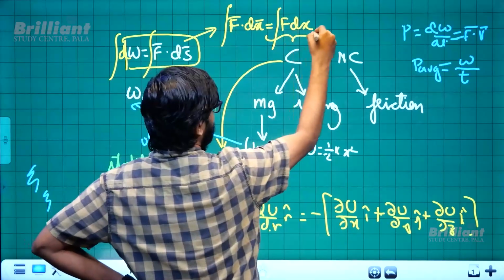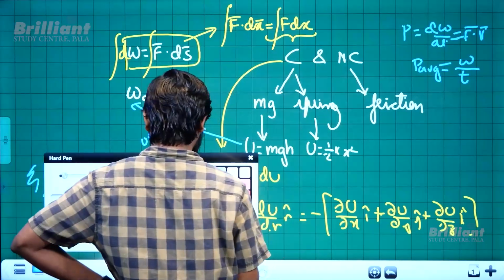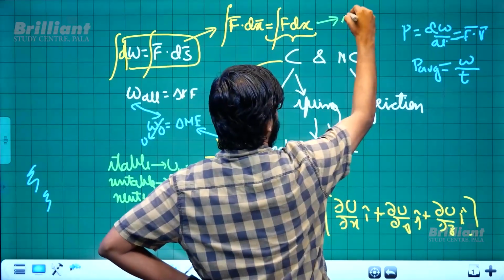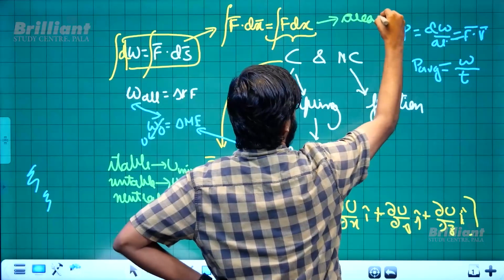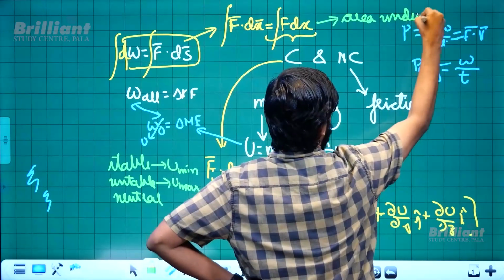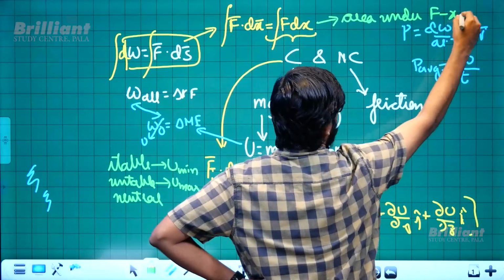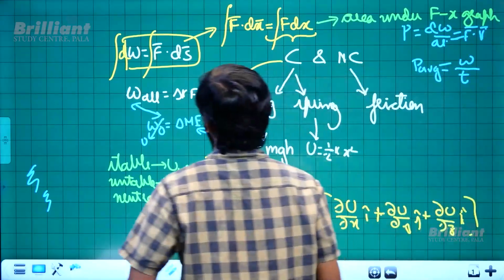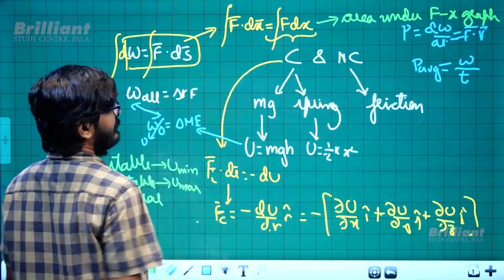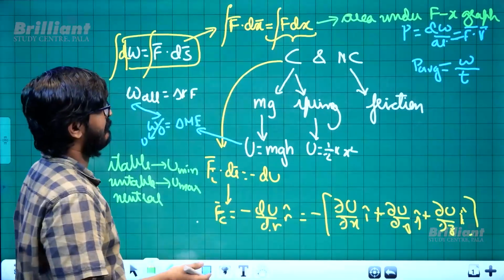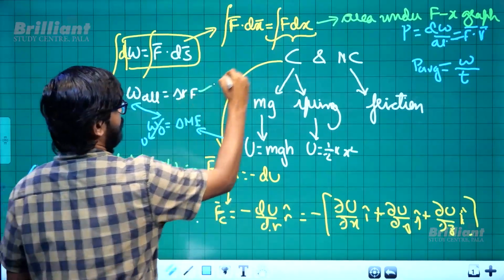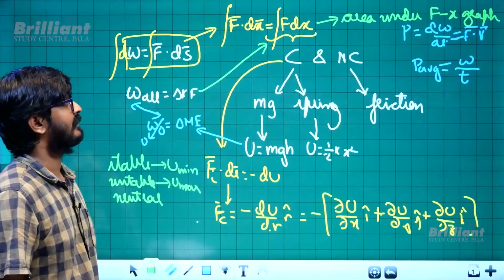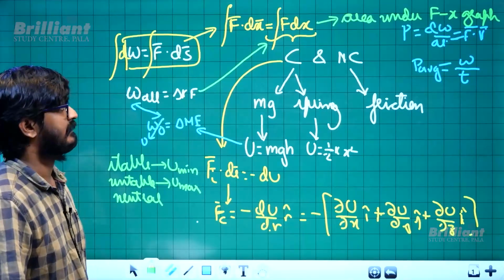Now what does this say? It is the area under the f dx graph, right? It is the area under the fx graph, right? So work done can be said to be the area under the fx graph, or work done will turn out to be change in kinetic energy. So the area under the fx graph gives you total work done or total change in kinetic energy.